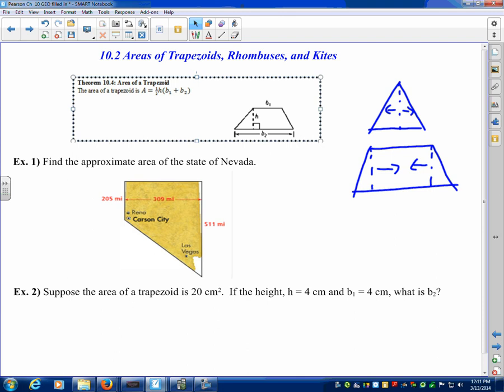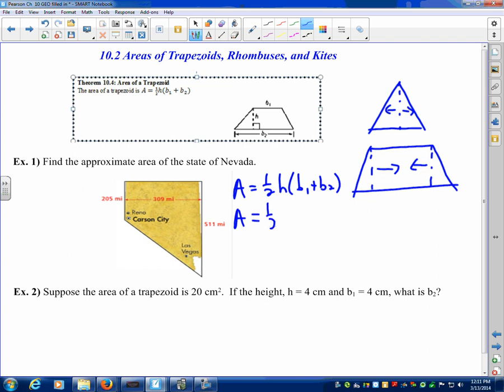But Nevada has a lot of square mileage. Now, you see why putting the units on these problems is important for a problem like this? We're talking about square mileage here. So let's go ahead and plug into our formula. We have area equals 1/2 the height, base 1 plus base 2. So we just need to identify the height, base 1 and base 2.